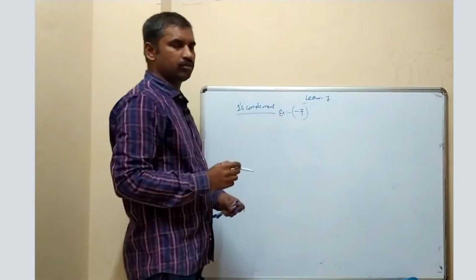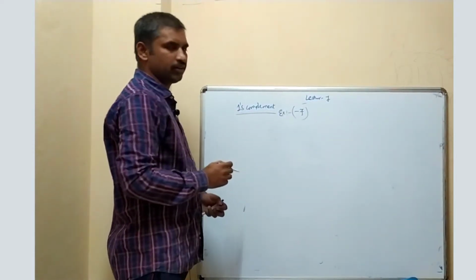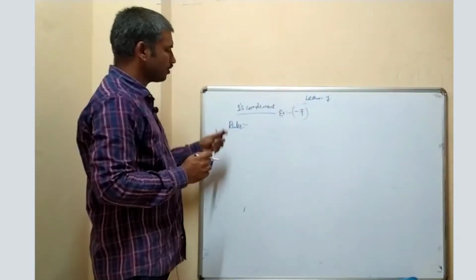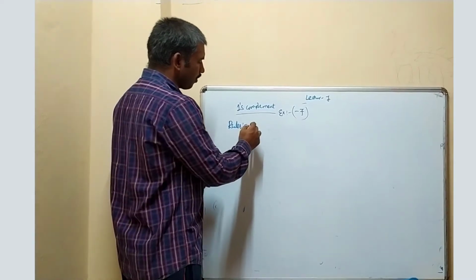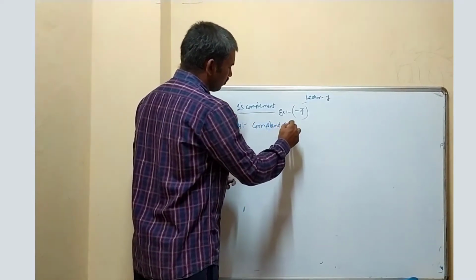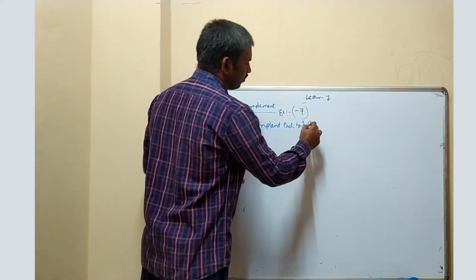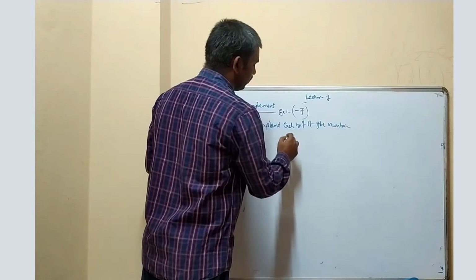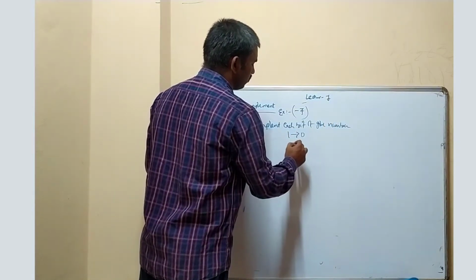So we want to get the 1's complement of a given binary number or given decimal number, whatever it is. There are certain rules. To get the 1's complement, what you do is you complement each bit of the given number. That means 1 to 0, 0 to 1.